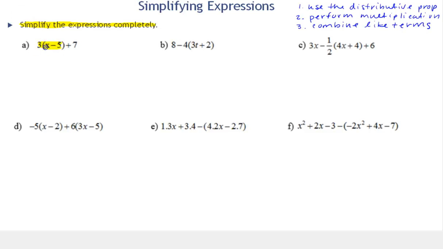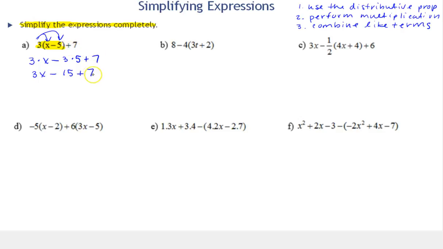So let's start with the distributive property on this product. We're going to multiply the 3 times the x and the 3 times the 5. So 3 times x, keep the operation of subtraction, minus 3 times 5, plus 7. So we've applied the distributive property. Now we're going to perform the multiplication. Well, 3 times x is 3x. 3 times 5 is 15. And then we have plus 7.